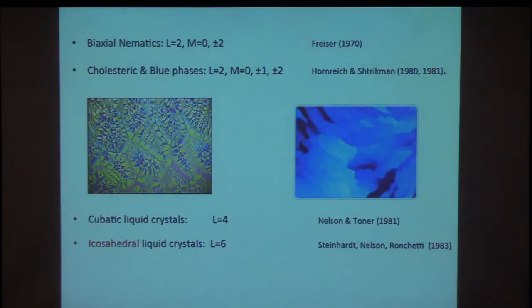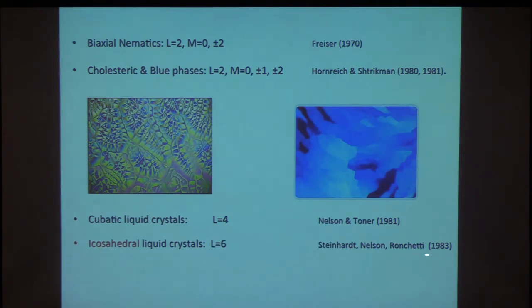This machinery was applied to all kinds of cases. You have biaxial nematics, which is L equals 2, M equals 0 plus or minus 2, by Mr. Freiser. They were only discovered somewhere in 2004 as bent core mesogens, I think. Cholesteric and blue phases. This is a cholesteric phase. Look how beautiful it is. This is a blue phase, which is blue. They have a plus or minus 1. That's the signature, this plus or minus 1, that chirality plays a role for these. That was done by Hornreich and Shtrikman. A little later, Nelson and Toner came up with cubatic liquid crystals with L equals 4. It's only been seen on the computer so far.